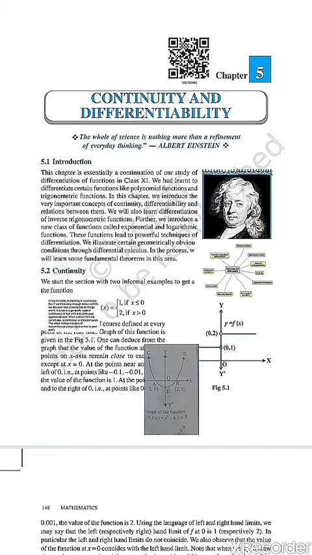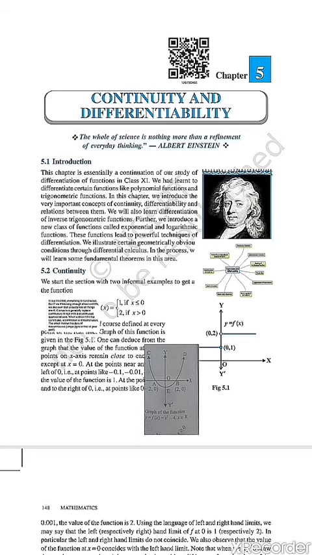Unfortunately, because of the spread of coronavirus, everybody is made to stay home, but we can still learn at home, staying safe. So today we are going to start with chapter 5 of class plus 2, that is continuity and differentiability. Before starting with the chapter, I would suggest everyone to open your books and open the first page of chapter 5. This is the first page of chapter 5, continuity and differentiability.